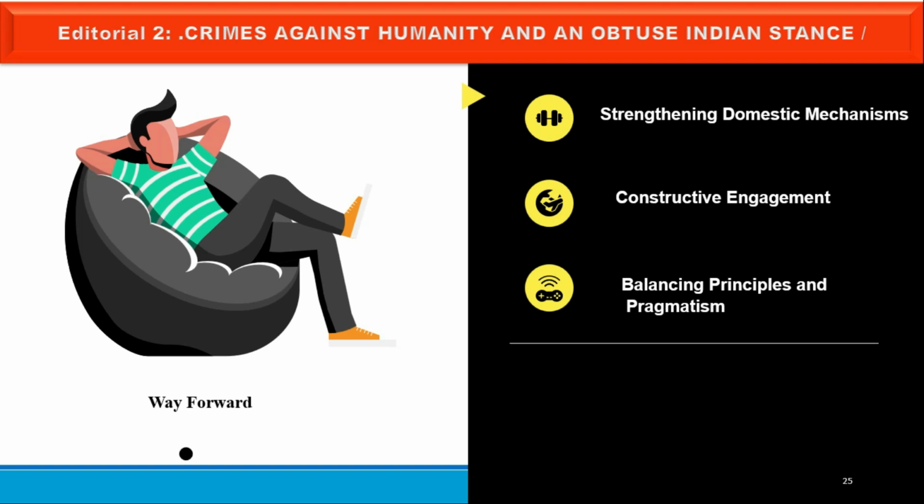So India's opposition to the Rome Statute and similar initiatives stems from legitimate concerns about fairness and misuse. However, balancing these concerns with the commitment to justice and accountability is critical, and that is India's responsibility as a global actor.